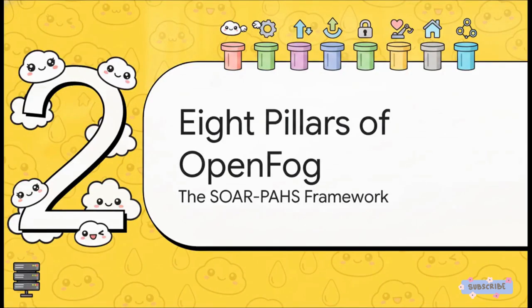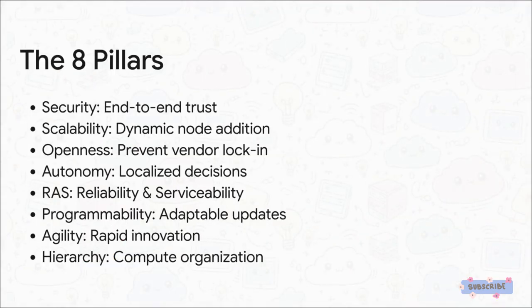Moving right along to Section 2, the 8 pillars of OpenFog, also known as the SOAR-PAHS framework. Grab your highlighters because you absolutely have to memorize the acronym SOAR-PAHS. Examiners love to test these 8 pillars, so let's run through them rapid fire. First up, security. You need end-to-end trust because, let's face it, edge devices are literally sitting out in the open, physically exposed. Next is scalability, the ability to dynamically add nodes when traffic randomly spikes. Then openness. We rely on open standards to completely kill vendor lock-in. Autonomy is huge here. Local nodes have to make independent decisions just in case the cloud connection drops.